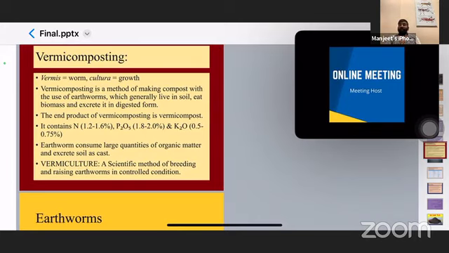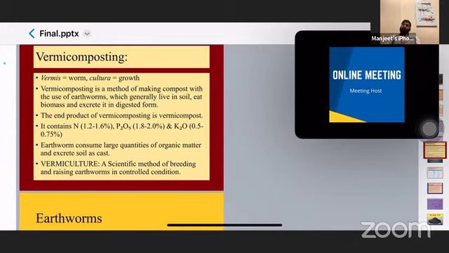So vermicomposting is a method of making compost with the use of earthworms, which generally live in the soil, eat biomass, and excrete the digested form. The end product of vermicomposting is vermicompost. It contains about 1.2 to 1.6% nitrogen, 1.8 to 2% P2O5, and 0.5 to 0.75% potassium.